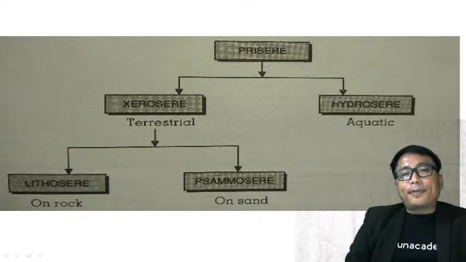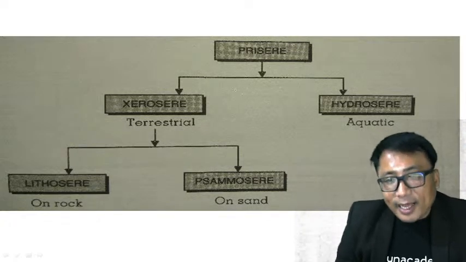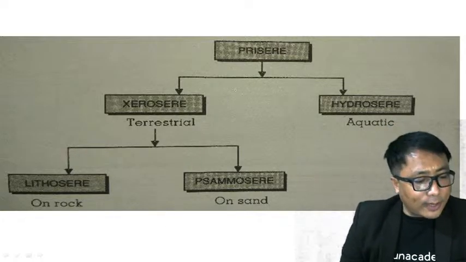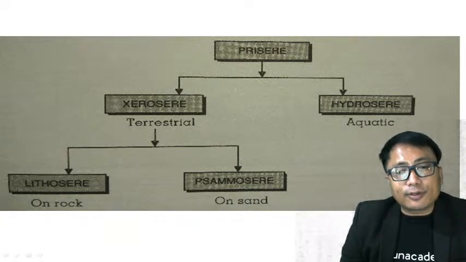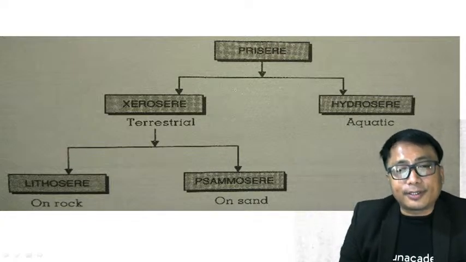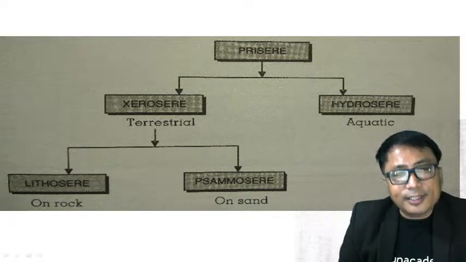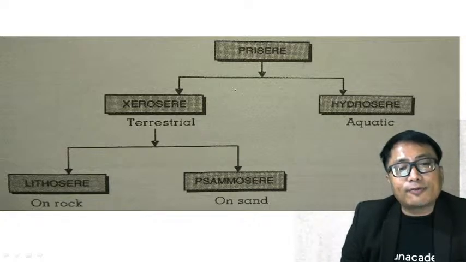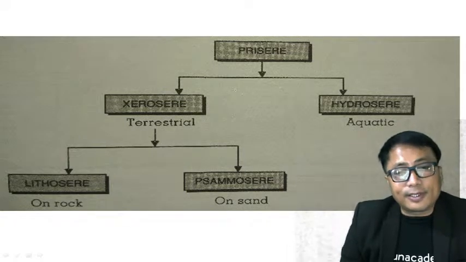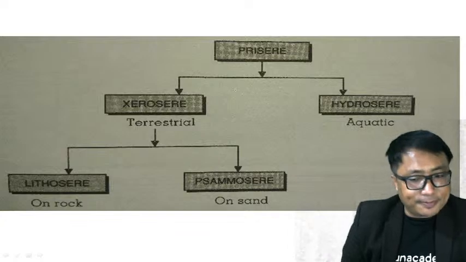Now, this particular prisere area can be of two types. Either it can be terrestrial or it can be aquatic, which means the barren land which we were discussing just now can be over the land or it can be over a water body. If it is over the land, it is known as xerosere. If it is over the water, it is known as hydrosere. Over the land, which is the xerosere, that is the barren land area or the initial surface conditions, it can again be of two types. If it is over rock, it is known as lithosere. If it is over sand, it is known as psammosere. Clear?